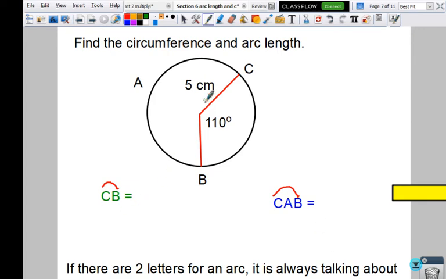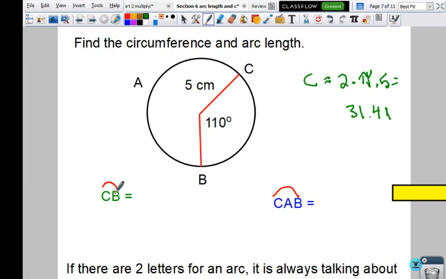Okay, before I do anything, I need to find my circumference. And circumference is usually like a capital C. So let's see, I got my radius of 5 on here. My circumference is going to be 2 times pi times 5, 10 times pi. And we're going to get 31.41. That's my circumference.